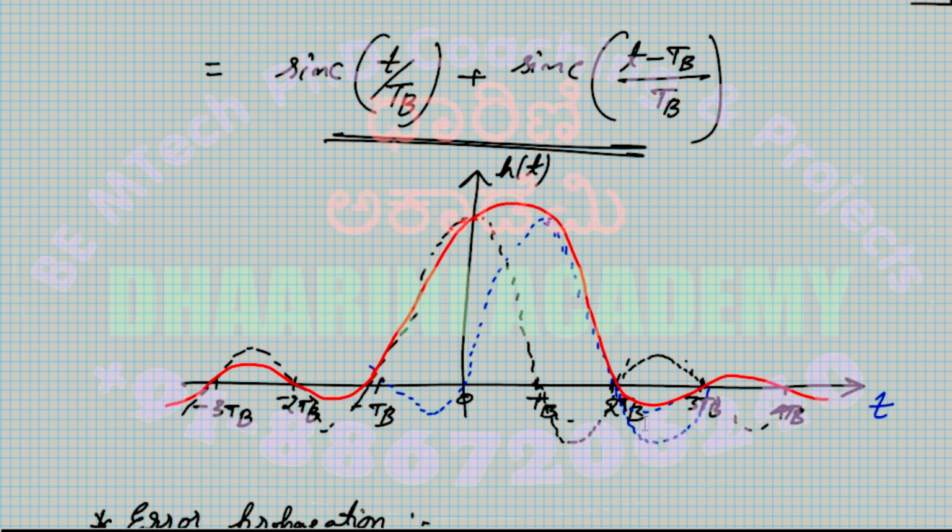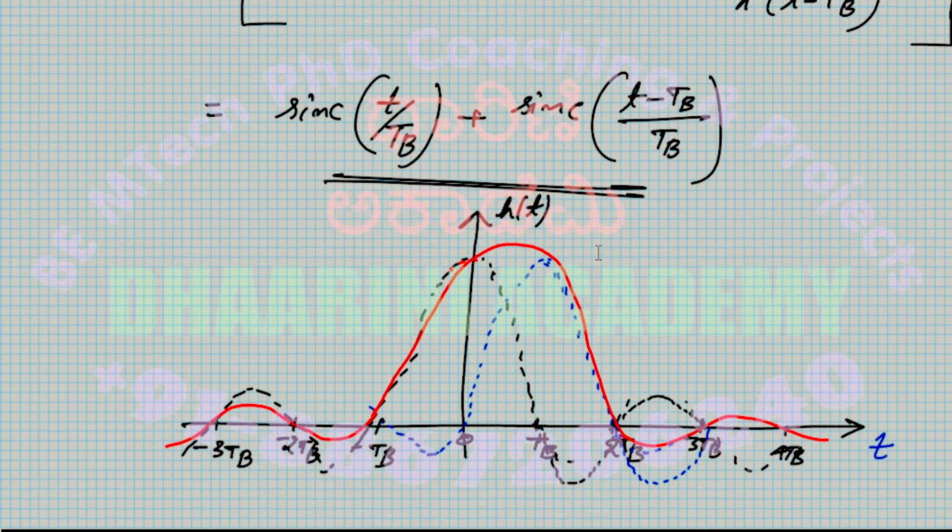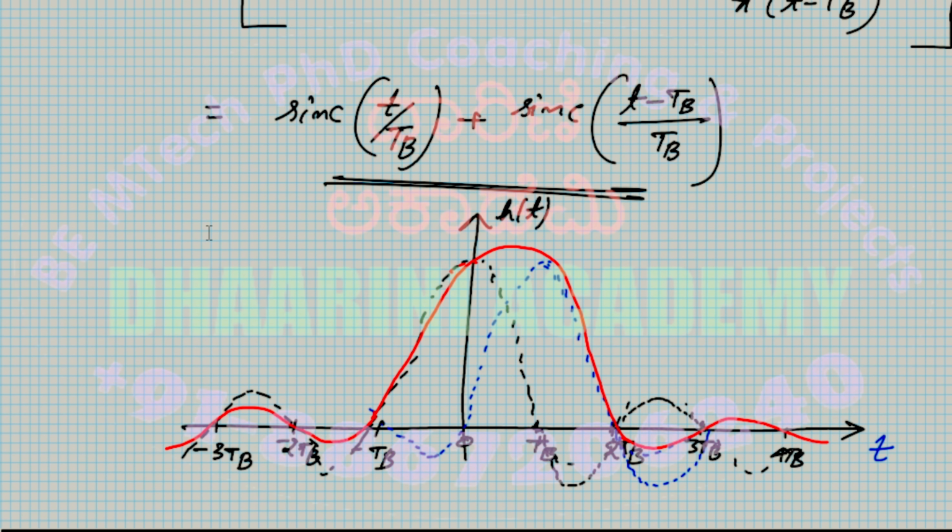At 2 TB it becomes zero. Once it is positive on one side, it will go negative until the next complete cycle: 2 TB to 3 TB it is below, then 3 TB to 4 TB above, then 4 TB onwards below, and so on. Same thing you copy on the other side. Minus TB to minus 2 TB it is negative, minus 2 TB to minus 3 TB positive, and so on. So this is the h of t, right? Whatever we had so far as h of f, if you see it in the time domain, this is how it looks.